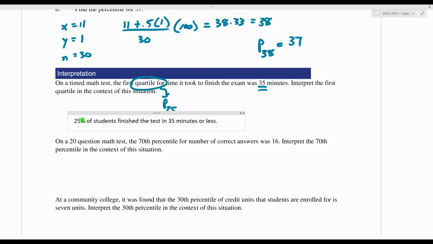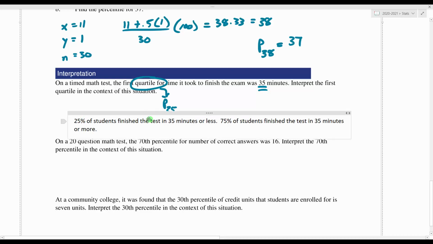The other way that we could write this, we could also write about the other 75%. So an equivalent statement would be 75% of students finish the test in 35 minutes or more. So 75% of the students took 35 minutes or longer to finish the test. Both of those statements are equivalent and are both accepted ways of describing the 25th percentile, or interpreting what that 25th percentile means.